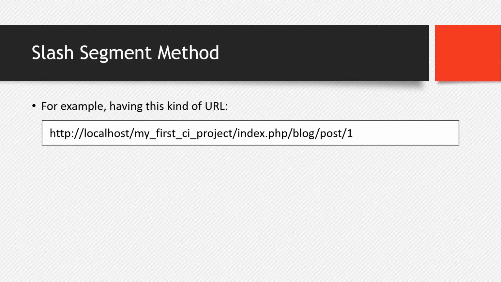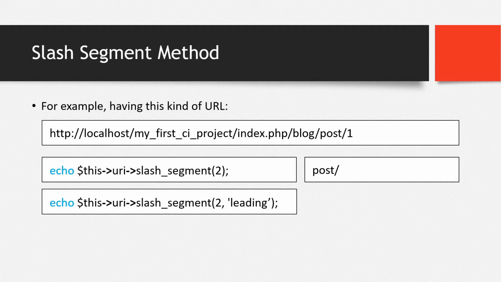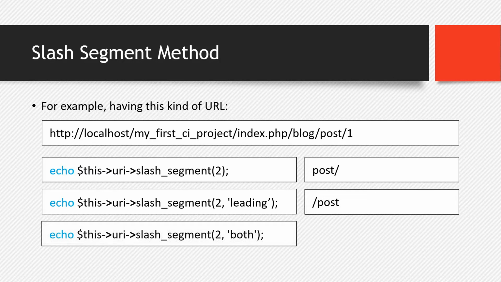Okay, so let's have some samples. So we have this kind of URL, and if we try to echo this one, this URI slash segments, then yung segment number na inilagay natin is 2, which is we're expecting na yung makukuha natin is yung post. So ngayon, saan ba ilalagay yung slash? So the slash will be at the last part. Okay, yung trailing slash. So if you try to use the leading slash, it will try to have this output. And if you try to have both, then ito naman yung magiging output niya.